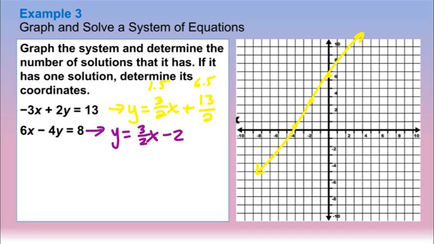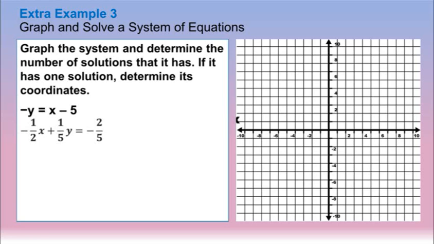And the other one, put a point at -2. Slope of 3/2, so it goes up 3, 1, 2, 3 to the right 2, 1, 2. I go down 3, 1, 2, 3 to the left 2, 1, 2. If I draw my line now, you'll see that they are parallel, so there is no solution.